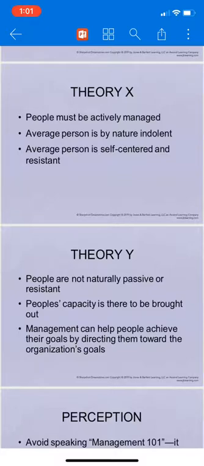But here are our other assumptions about theory X. People must be actively managed. They need to be directed, they need to be motivated, their actions must be controlled, their behavior modified to fit the needs of the organization. And without this active intervention by management, people would be passive and even resistant to organizational needs. Therefore, people must be persuaded, controlled, rewarded, or punished as necessary to accomplish the aims of the organization.